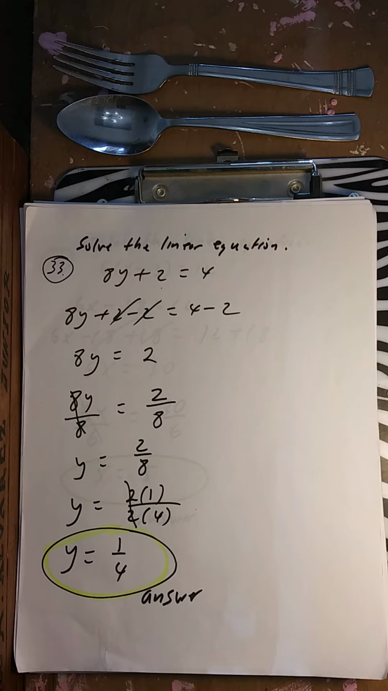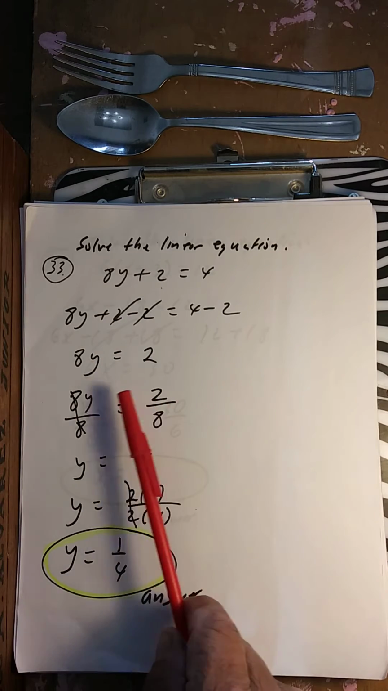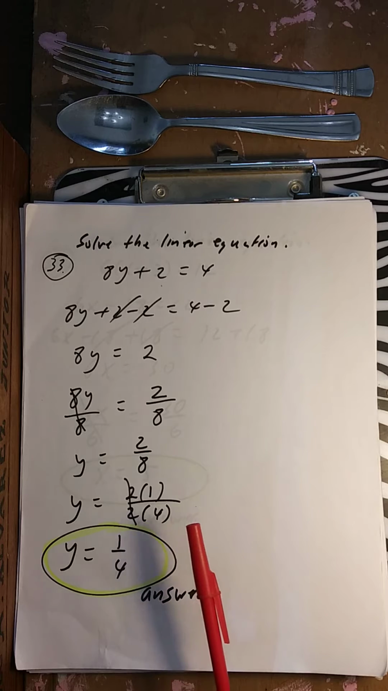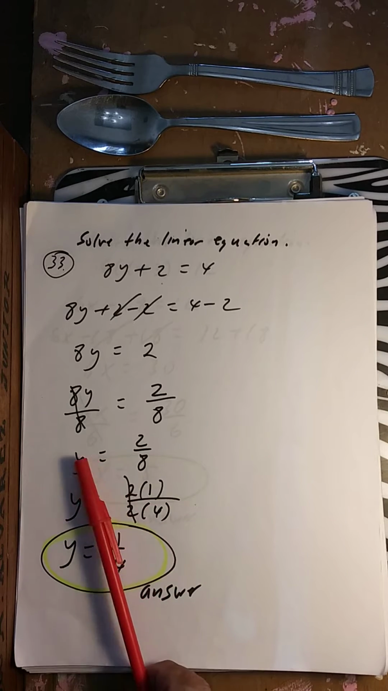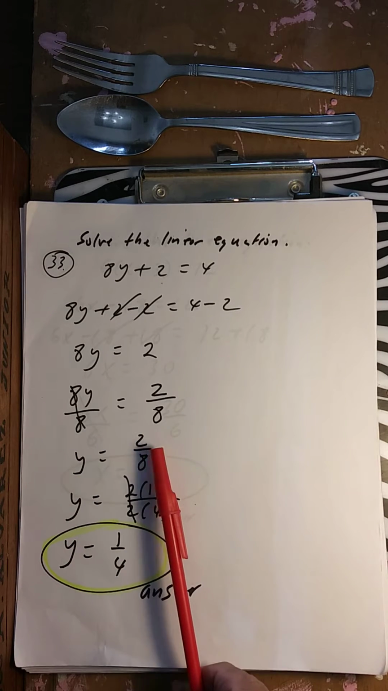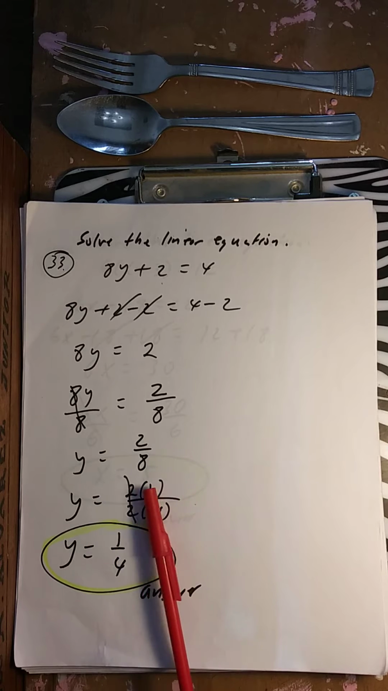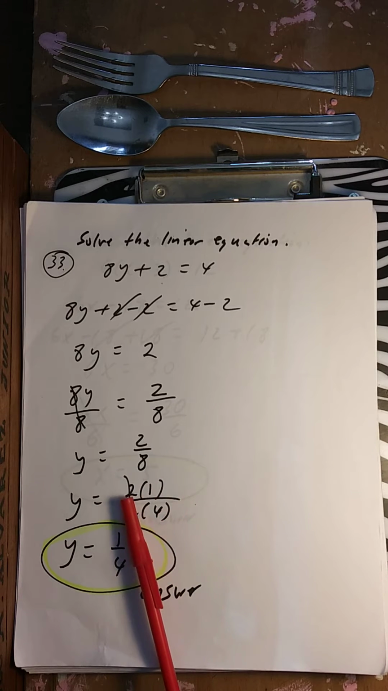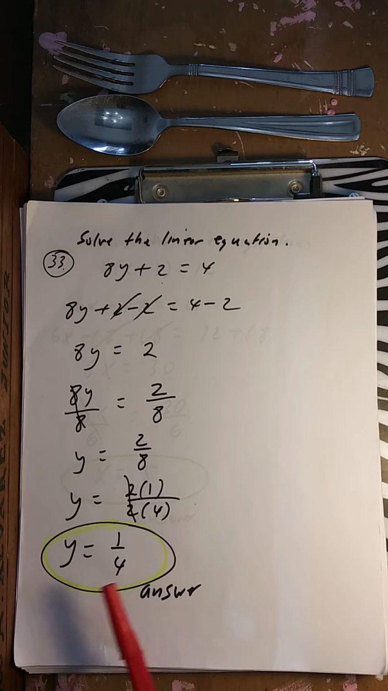Solve the linear equation. Again, I'm going to subtract 2 from both sides. So I have 8y equals 2. Now we divide both sides by 8, but then we have 2 over 8. We need to rewrite that as 2 times 1 over 2 times 4, and the 2's go away. What's left over is y equals 1/4.